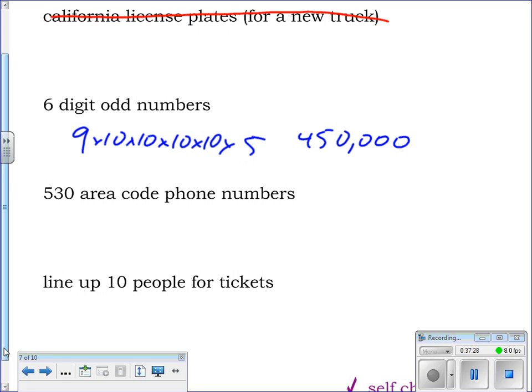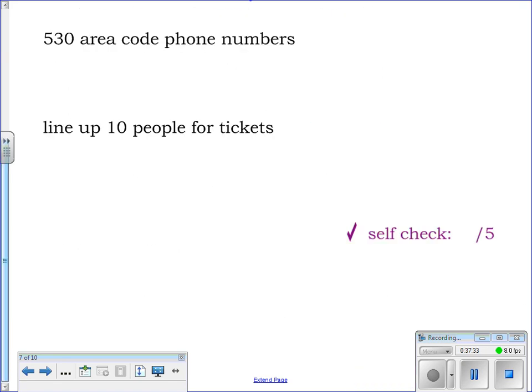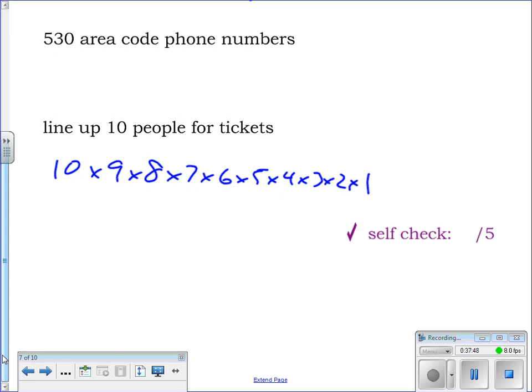Lining up 10 people for tickets. Okay, there we go. How many choices for the first person? 10, 9 choices, 8, 7, 6, 5, 4, 3, 2, 1, blast off. And you multiply those together, and you get 3,628,800 different ways. And this is the same thing as 10 factorial.